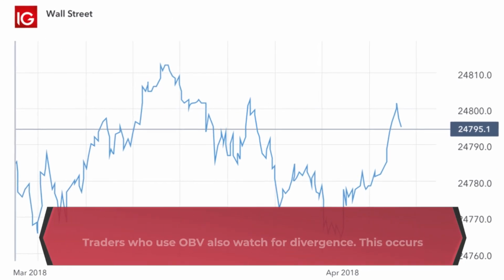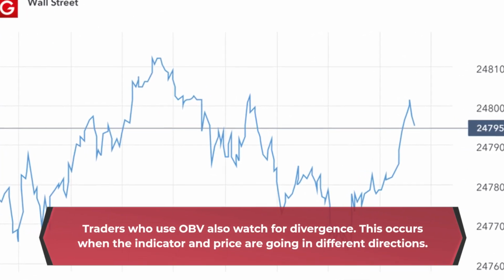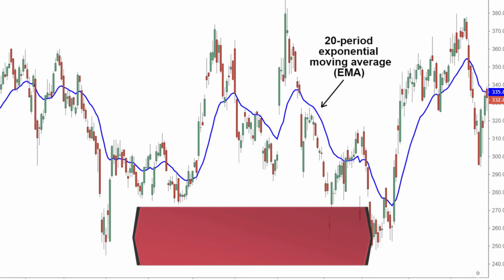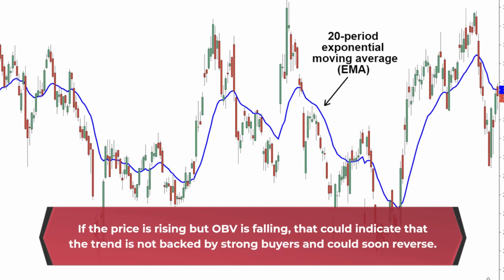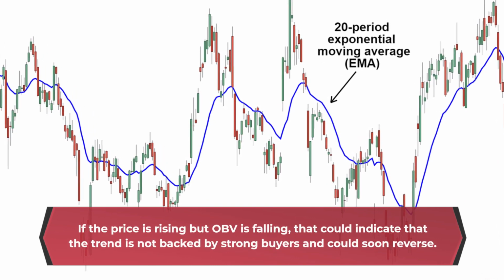Traders who use OBV also watch for divergence. This occurs when the indicator and price are going in different directions. If the price is rising but OBV is falling, that could indicate that the trend is not backed by strong buyers and could soon reverse.